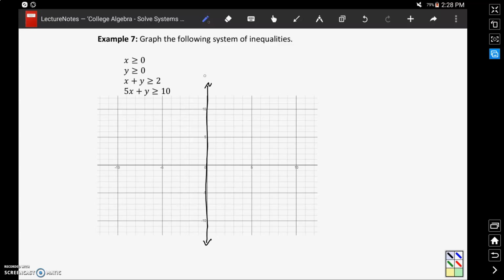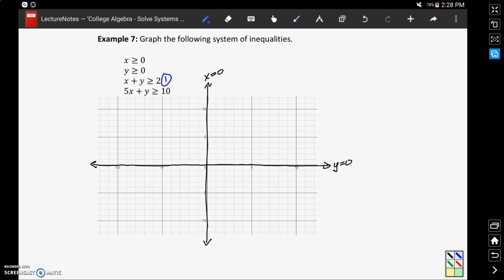To start things off, what we can do is graph the lines x equals 0 and y equals 0. Since those first two statements tell us that x and y both have to be positive, that tells us that whatever our solution is, our final shaded region, is going to be restricted to the first quadrant. We won't shade anything in quadrants 2, 3, or 4.